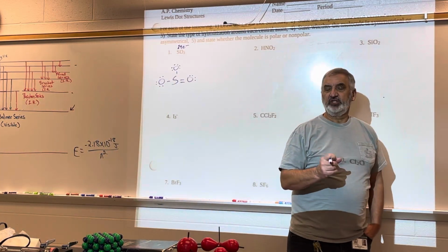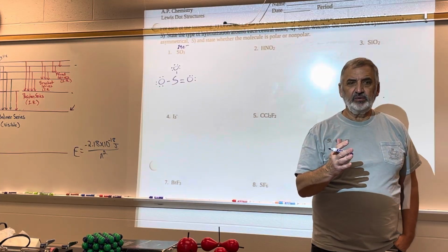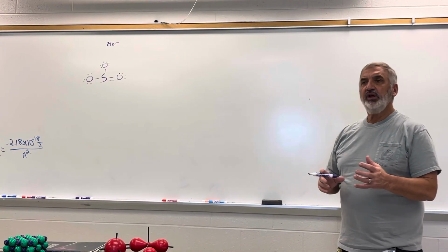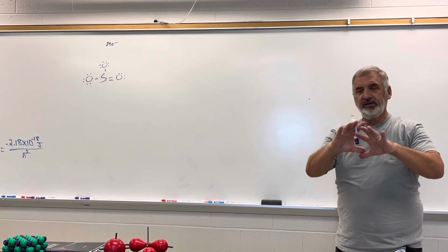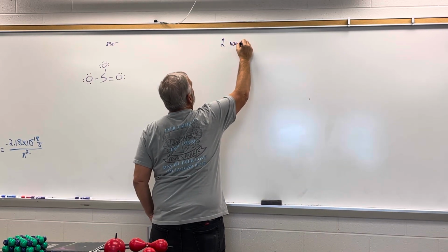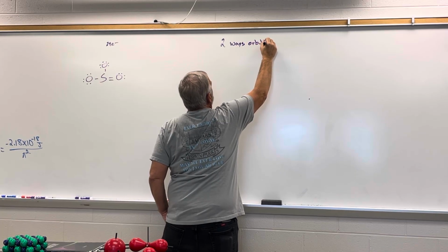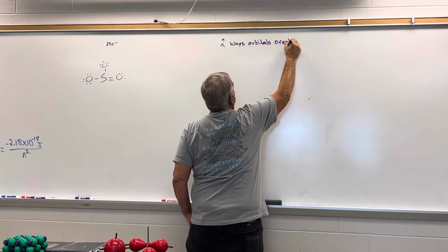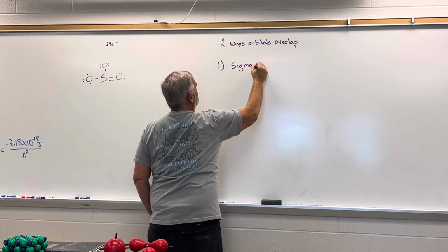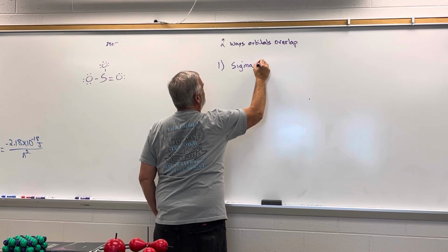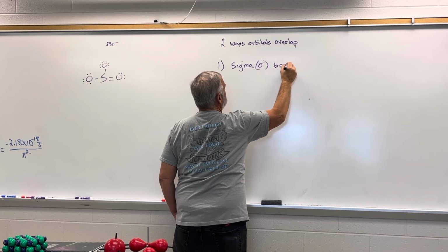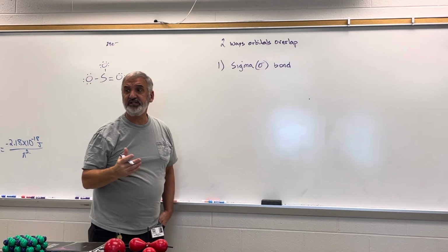When orbitals bond covalently, when they share, there's 2 ways in which the orbitals can overlap. And again, this is in your notes. The first is called a sigma bond. Any and all type of orbitals can form a sigma bond.